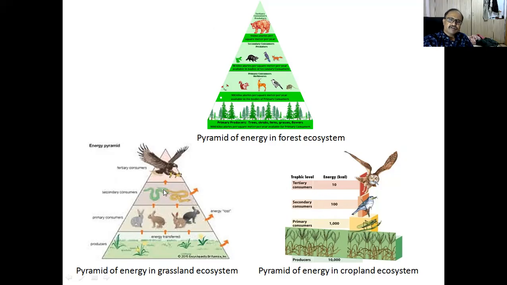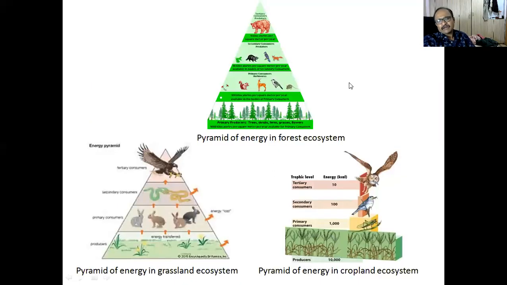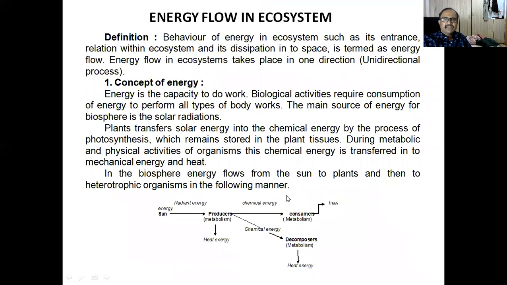And it is very less in the tertiary consumers because the number of these animals is very less. Okay, this is the pyramid of energy in cropland ecosystem. Okay, this is the ecological pyramid. Okay, now in the next lecture we will see the energy flow in the ecosystem.